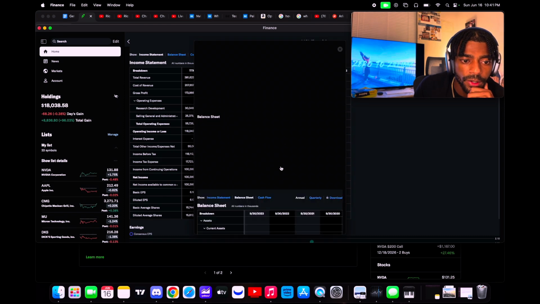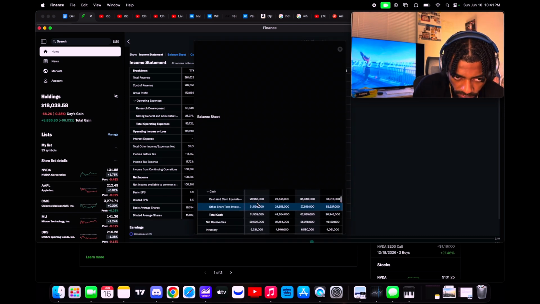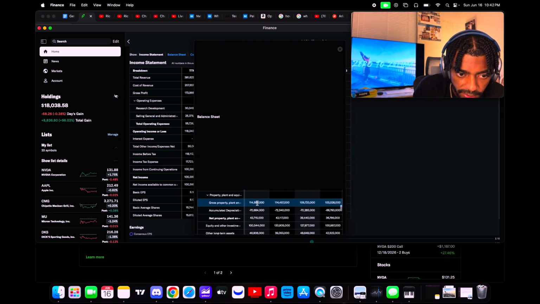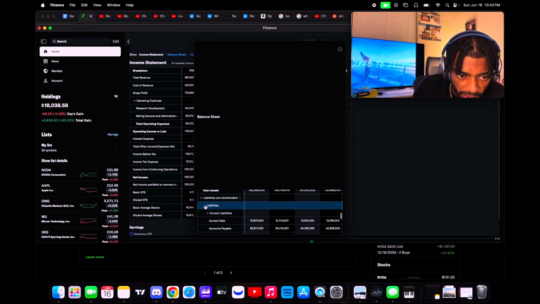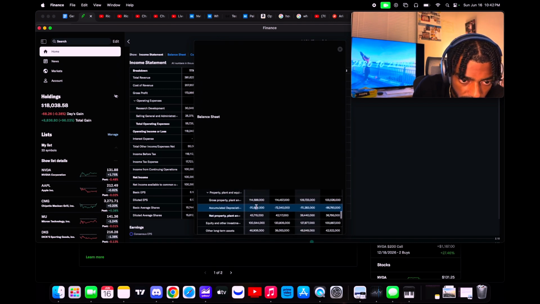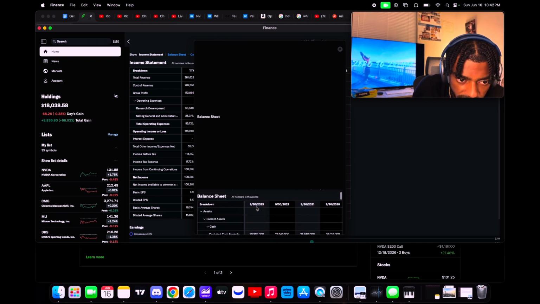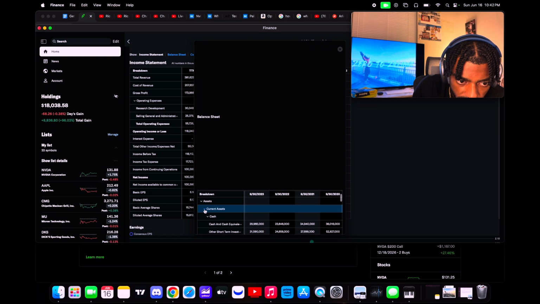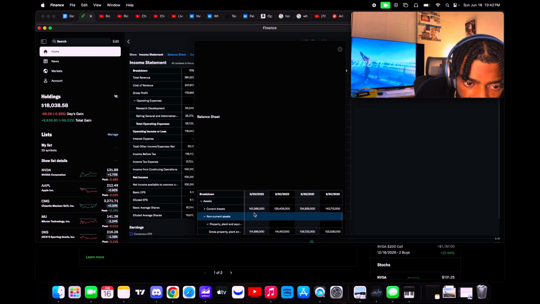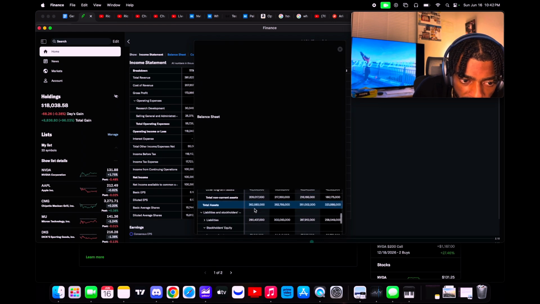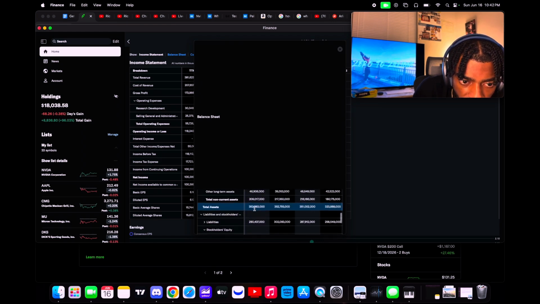You can also go on their balance sheet and you need to see how many liabilities, how much liability they have. 290 billion. And then you need to see their assets. 143 billion. Their liability is way over their asset.